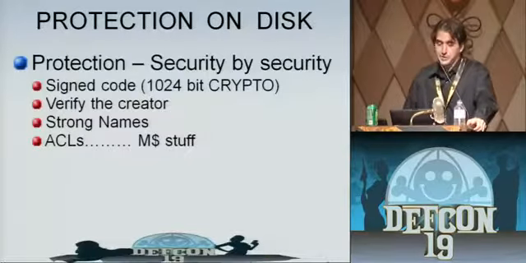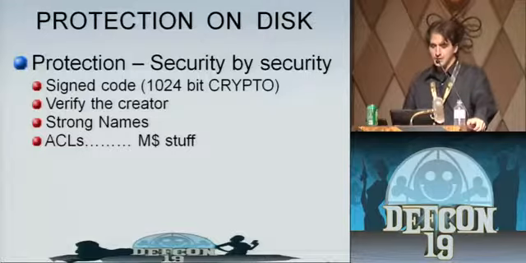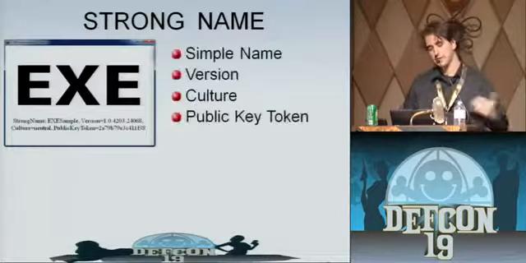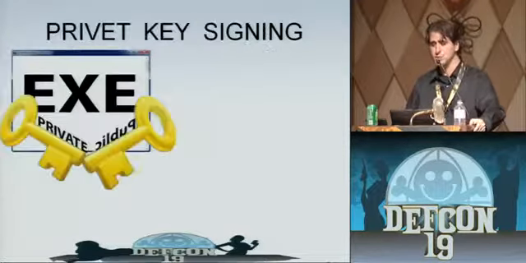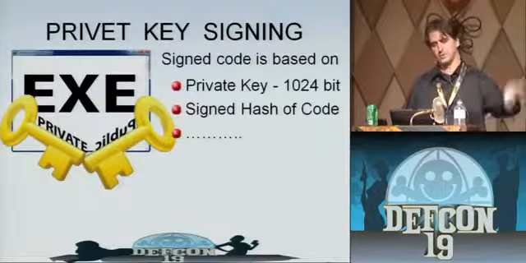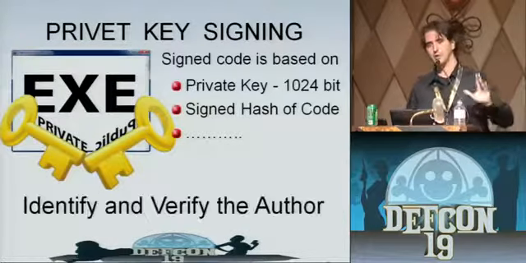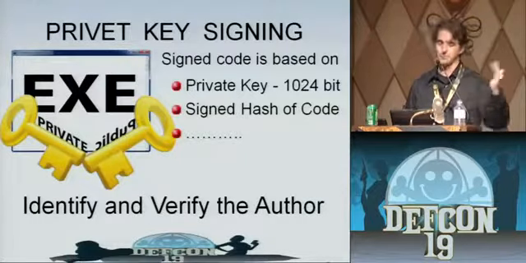There's security by signing. There's signed crypto code that Microsoft has put on your applications that can verify the creator, strong names, blah, blah, blah. This shuts down tampering. This is a strong name. This is what it's constructed out of if you actually don't know this stuff and you want to. Private key signing, 1024-bit crypto. This is impossible to break. It guarantees you that your author is the only person that has made the modifications.